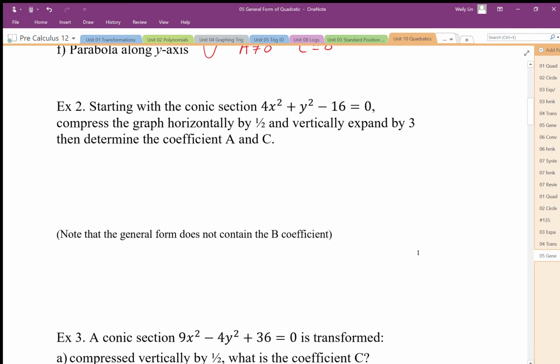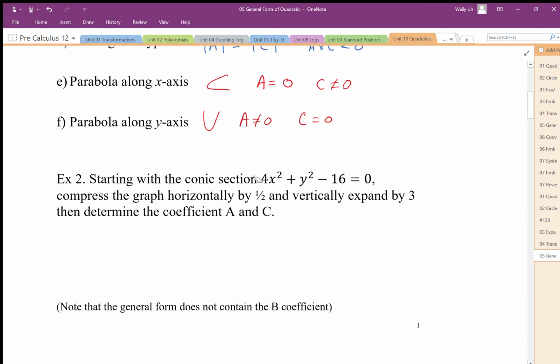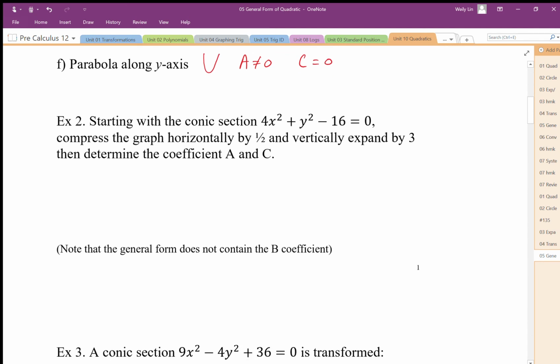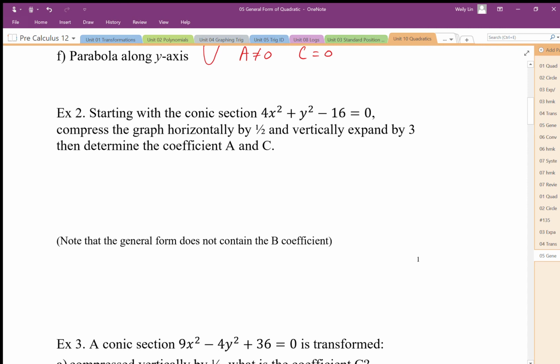Okay, so let's do an example here. We're starting with the conic section. First of all, identify the conic section. A is positive, B is positive, so the same sign. So it's either a circle or ellipse, and since they're not equal to each other, this must be an ellipse. Okay, so we're starting with this ellipse. We're going to compress this graph horizontally by 1/2, and then vertically expand by 3. And then we need to figure out the A and C coefficients.